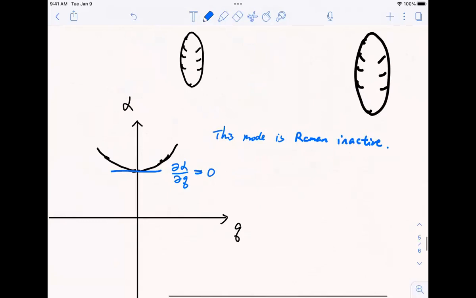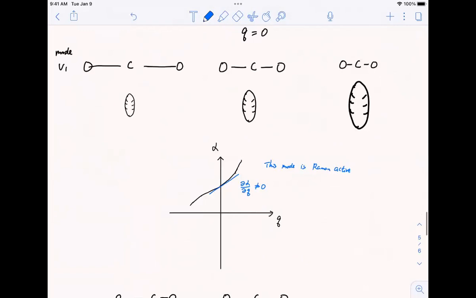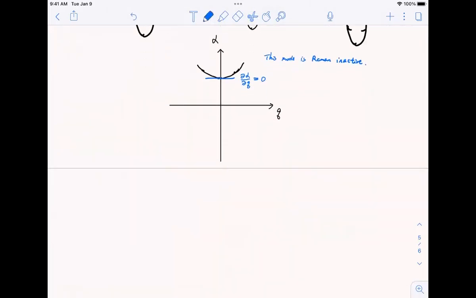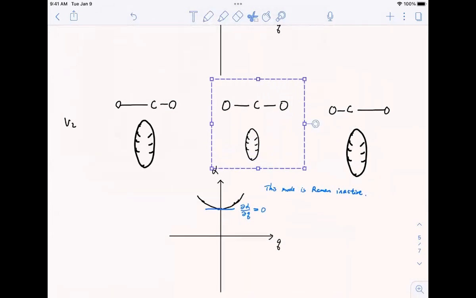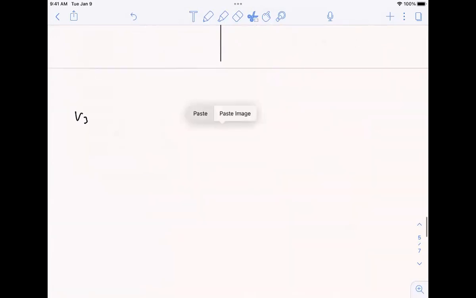Okay, or you can call it Raman forbidden. Okay, so from this you see the first mode is Raman active, the second mode is Raman inactive. Is it okay? Then let's go to the third one. The third one is V3. Of course, the middle one is always the same. Copy. The third mode is a bending mode.